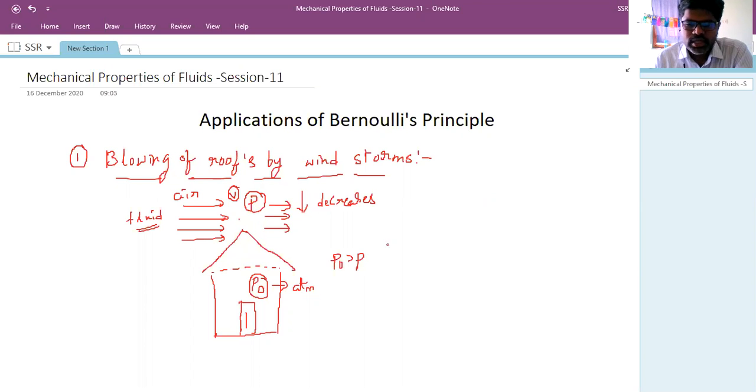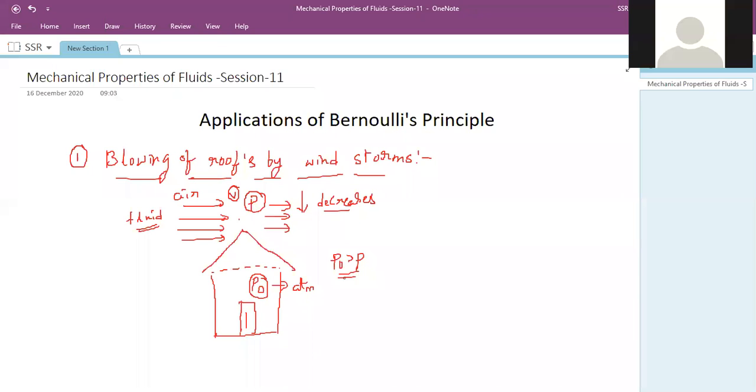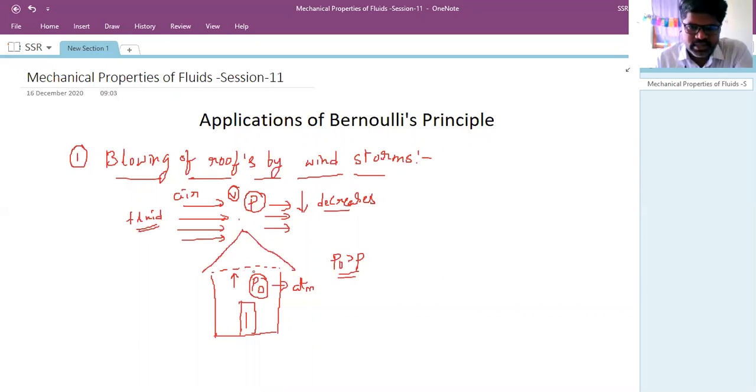So a pressure difference is created because P naught is greater than P. Because the air is flowing with high speed, the pressure decreases lower than the atmospheric pressure, while inside the house atmospheric pressure is maintained. So P naught is greater than P. Then the inside air makes an upward lift like this. An upward force acts from the inside air, and this upward force will lift the roof.